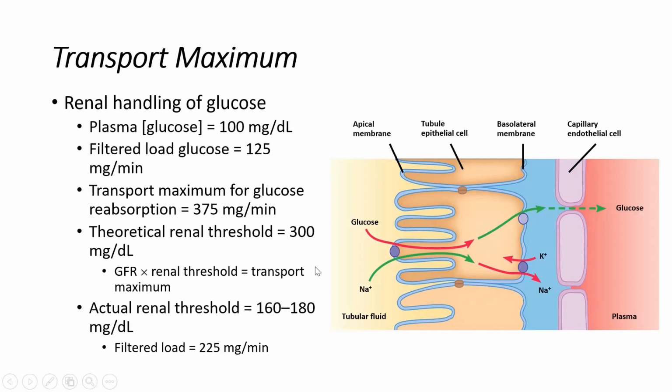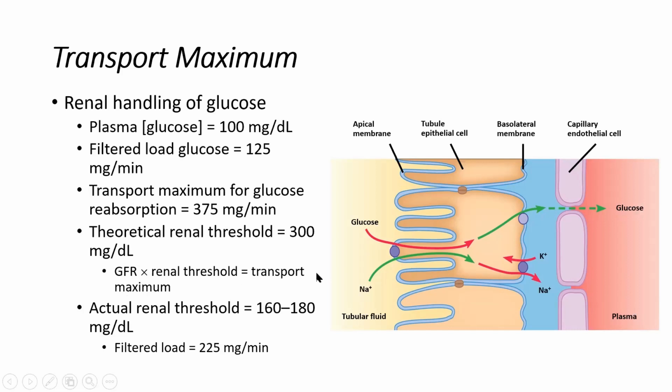Now, based upon that value, we can substitute that for our equation here. So transport maximum is equal to our GFR multiplied by our renal threshold. And so if we take this theoretical value of 375, and we plug that into our equation here, so 375 on this end for our transport maximum. We know what our GFR is, it's about 125 on this end. And so we can substitute these two values to find our theoretical renal threshold.